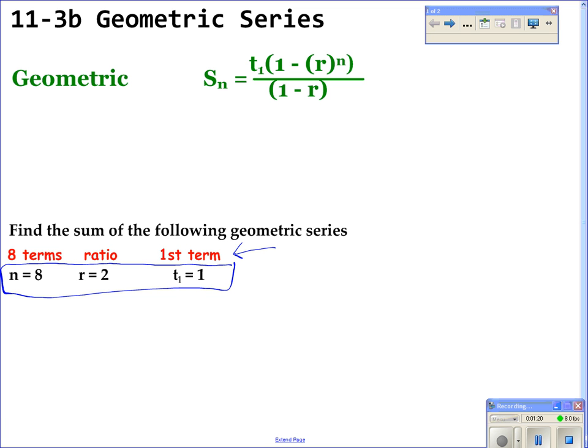So we're going to practice getting this in your calculator. That's the hardest part about this. So if you could all grab your calculators and get those ready.